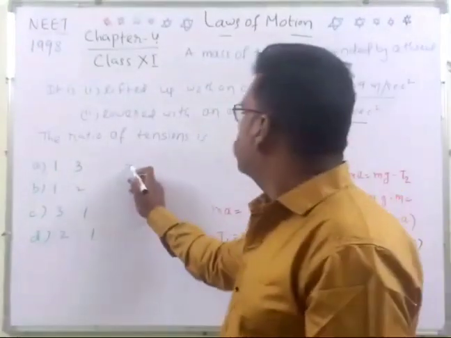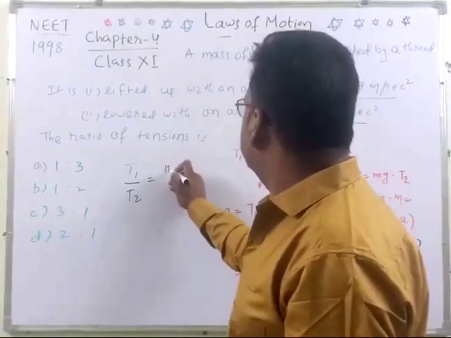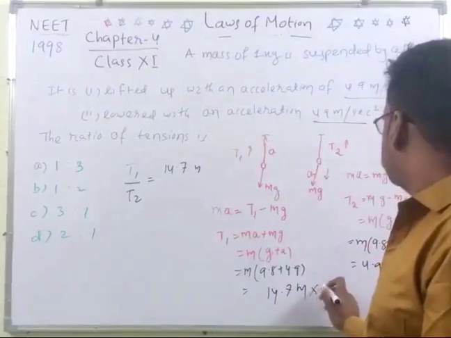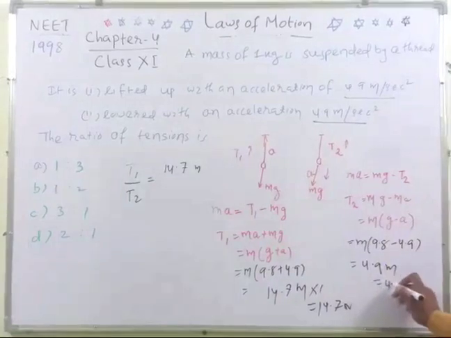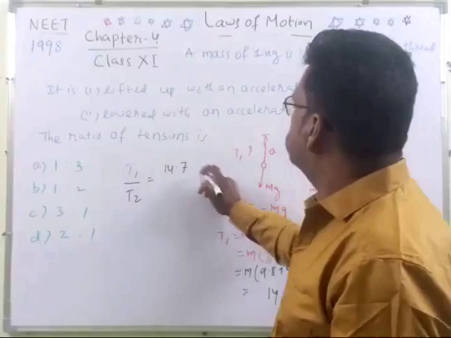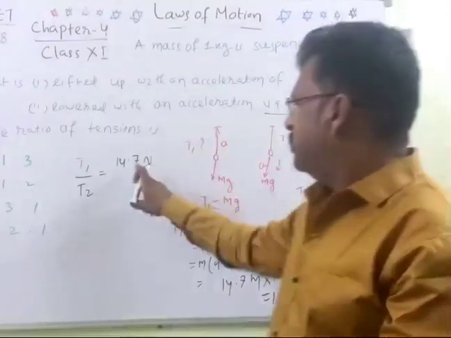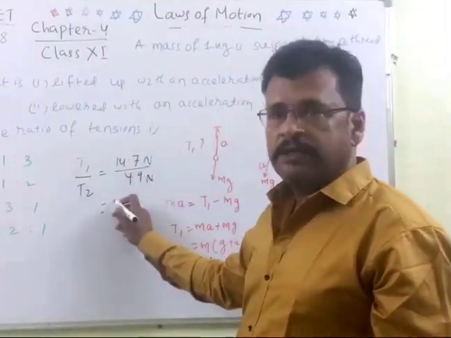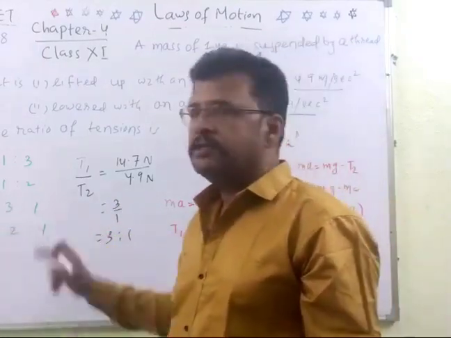So students, what will be T1 is to T2? It will be 14.7 m to 4.9 m, and m is given, that is 1 kg, so this is 14.7 Newton, and this is 4.9 into 1, that is 4.9 Newton. So T1 is 14.7 Newton and T2 is 4.9 Newton. So this is 3 by 1 or 3:1, that is option C is correct, students.